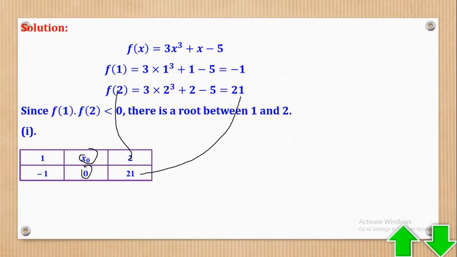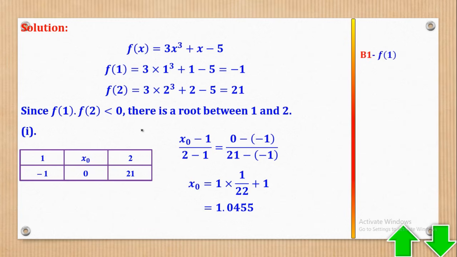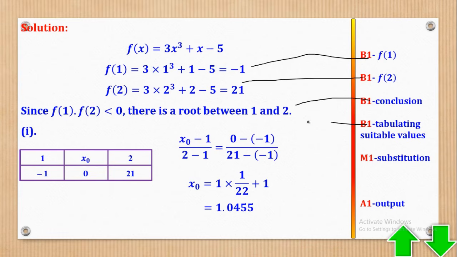I think we saw that in the introduction part. So next is to use interpolation method. I believe by now you know the method. So when I make x naught the subject, x naught will be equal to 1.0455. So basically that's what they wanted. Now let's see how marks can be awarded. B1 for this, B1 for this, B1 for this, B1 for this, M1 for that, A1 for that.